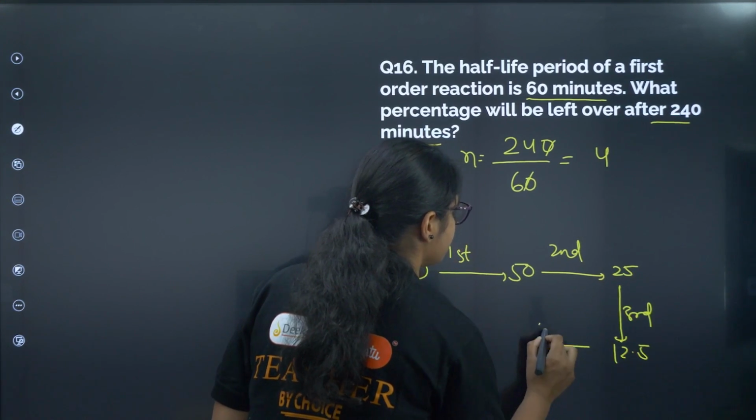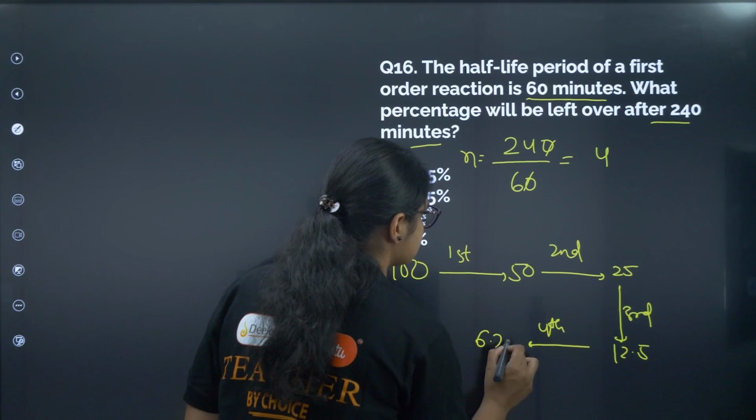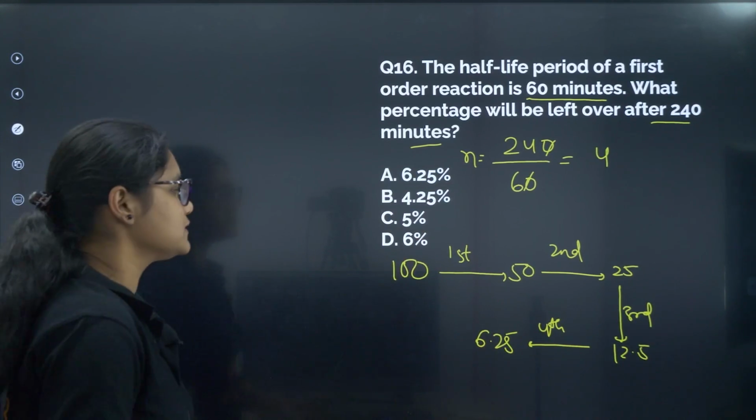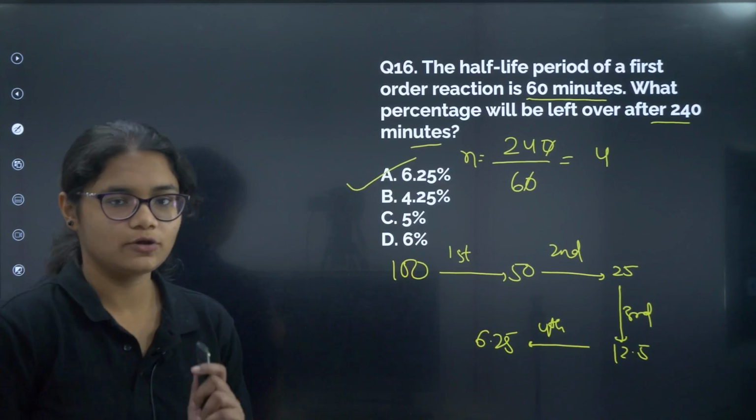And in the fourth half-life, half of this one will be 6.25. So how much will be left? 6.25%. So the correct answer is option A.